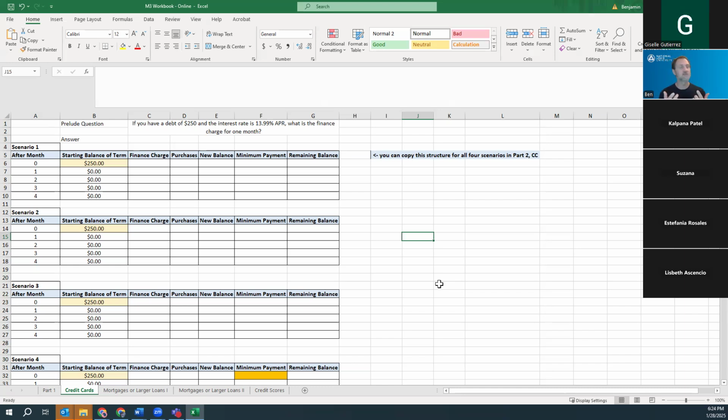The prelude is you've got a debt of $250, you've got an interest rate of 13.99% APR, and you want to know what the finance charge is for a month. Finance charge is a technical term for credit cards. It just means interest. Another way to think of it is it's the fee, right? Because we talked about how interest is just a fee. So this is the fee you're getting charged for having borrowed money from the credit card company.